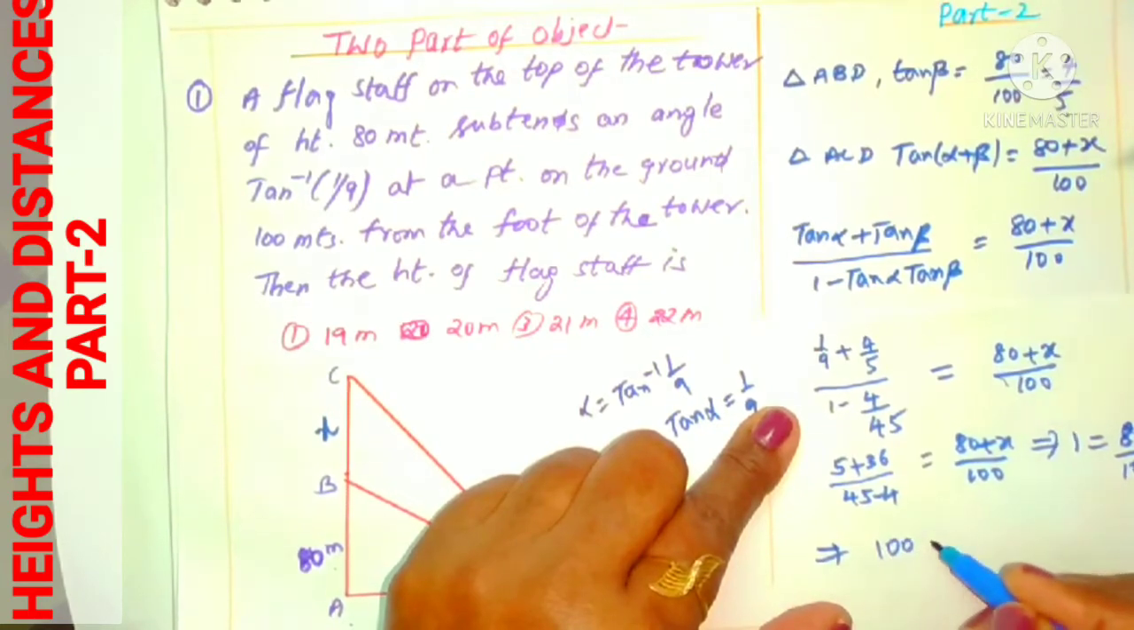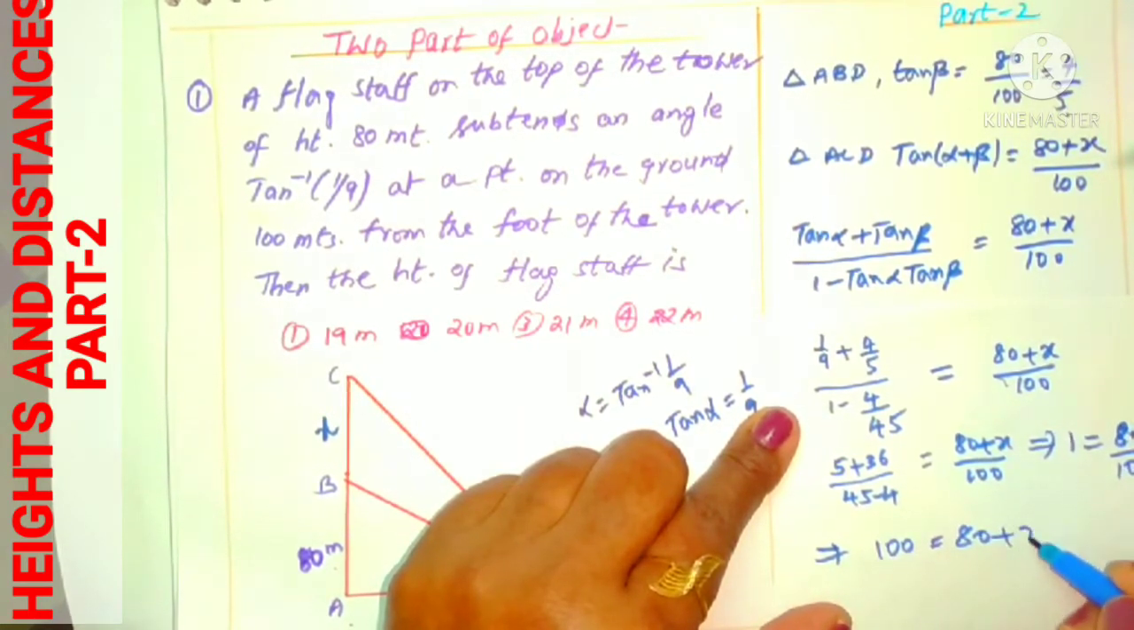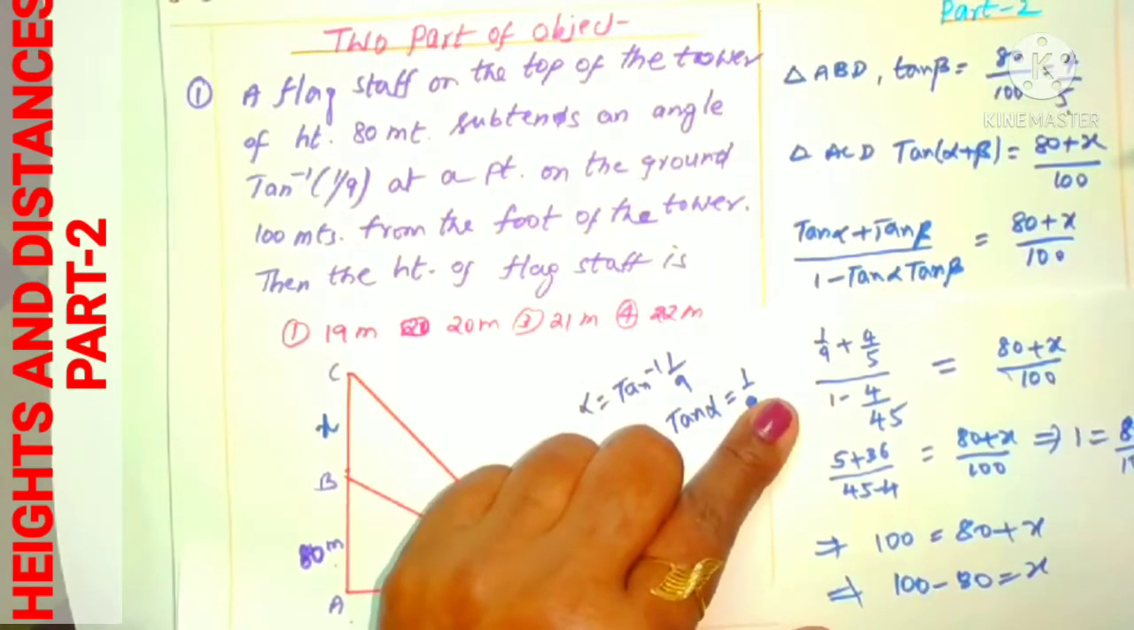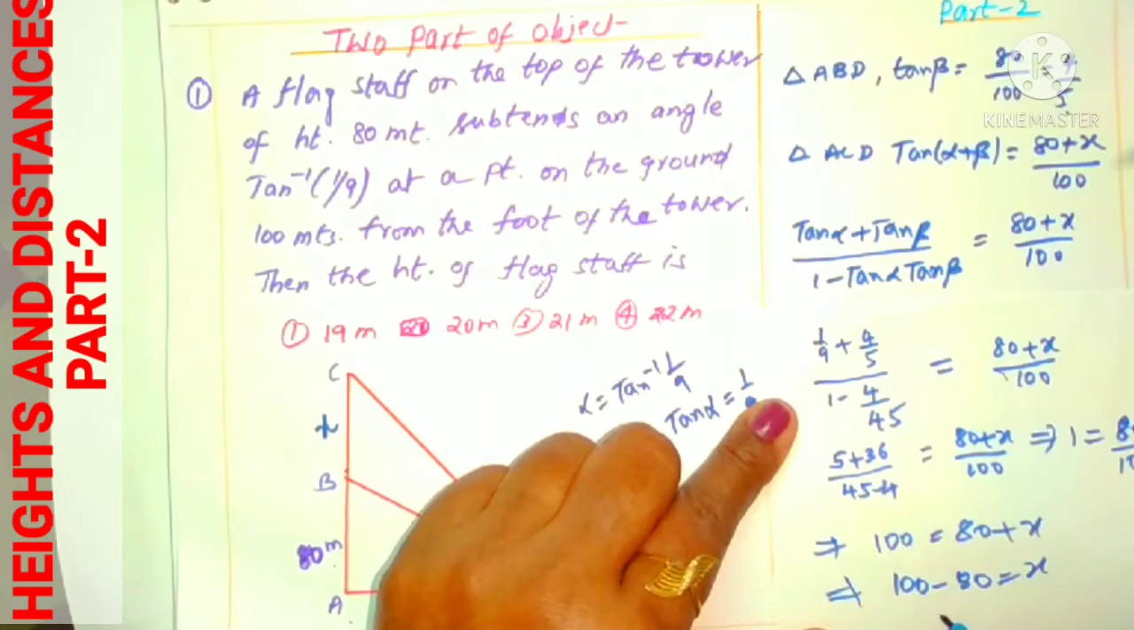Right. 100 is equal to 80 plus x. Now from this, what is x? If you take 80 to this side, it becomes 100 minus 80 equals x. That is, 100 minus 80 is how much? Clearly, yes, 20. 20 equals x.